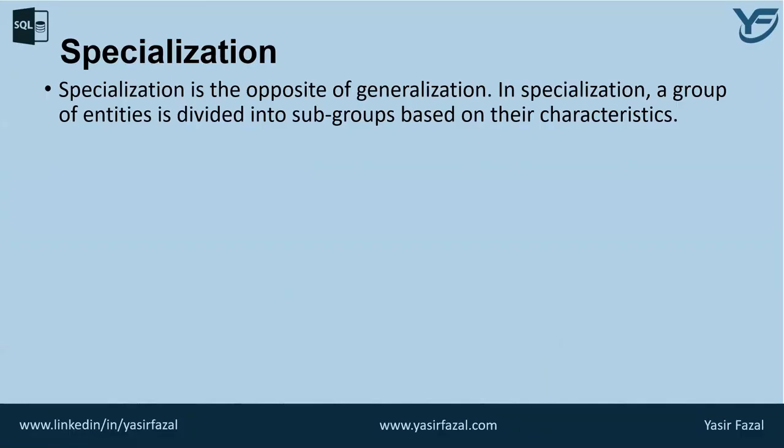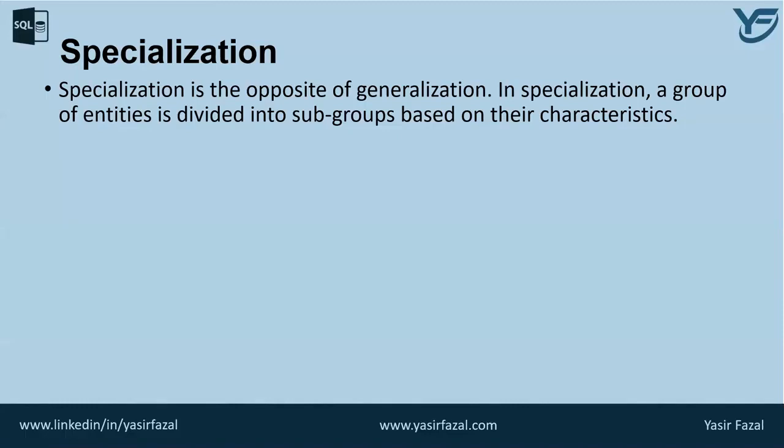So you can say that specialization is a top-down approach, and since it is opposite to generalization, in specialization, one higher level entity can be broken down into two or more lower level entities. Specialization is basically used to identify the subset of any entity set that shares some distinguishing characteristics.